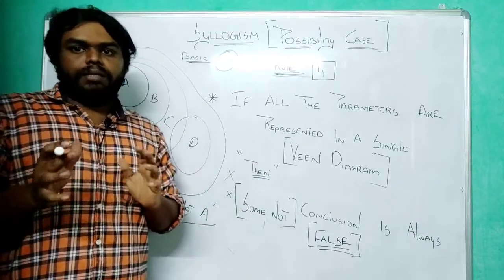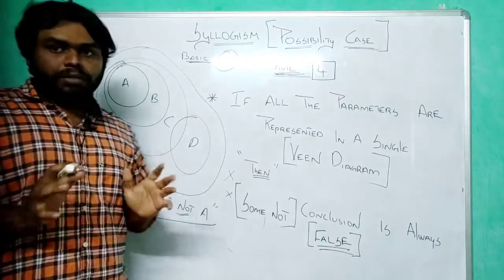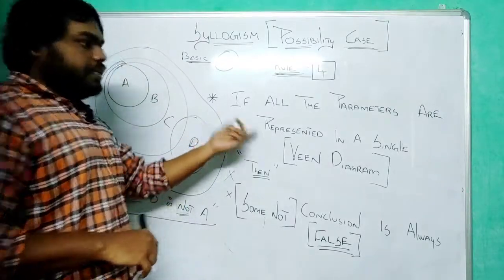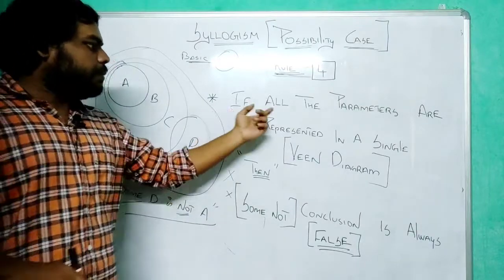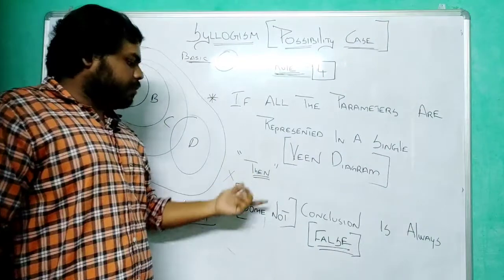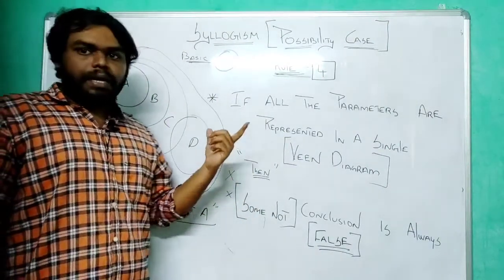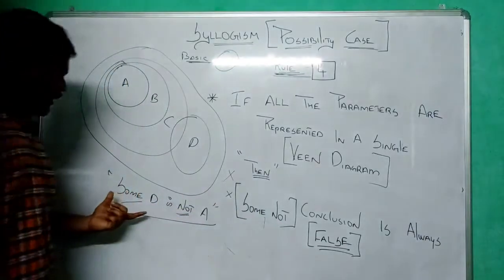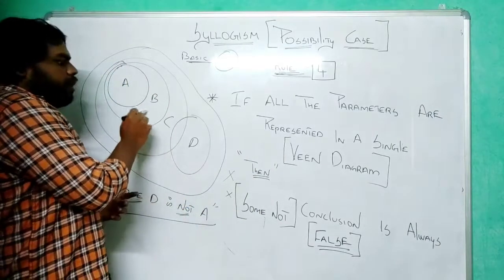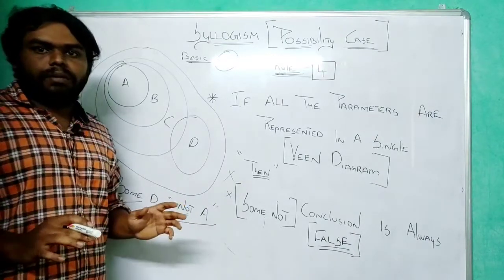That's what I am trying to teach you. I have learned it through practice and I am trying to teach you. If you understood, you will be a very good student, right? So this is what rule number 4 says. If all the parameters... how I approach a "some not" is that I will check "some not" and I will look for a direct statement. If I see "some D is not A," and if I see all the parameters are in a single Venn diagram, I will definitely mark it as wrong, right?